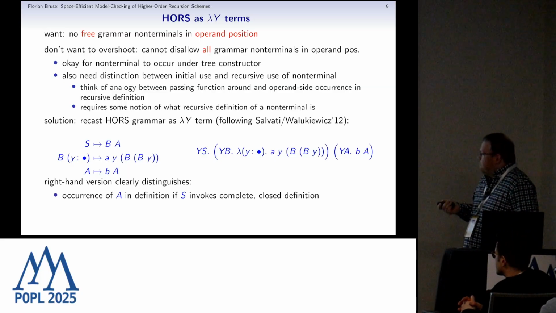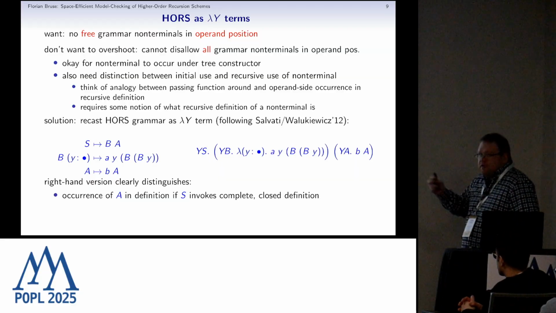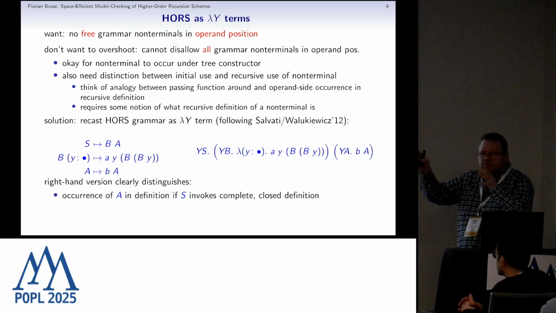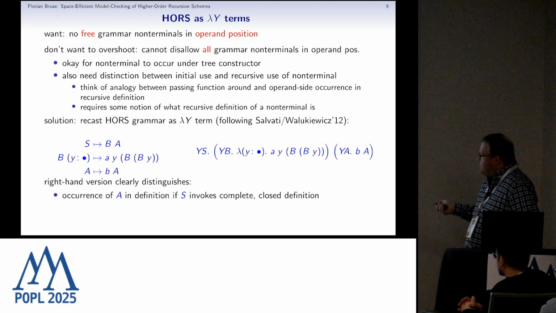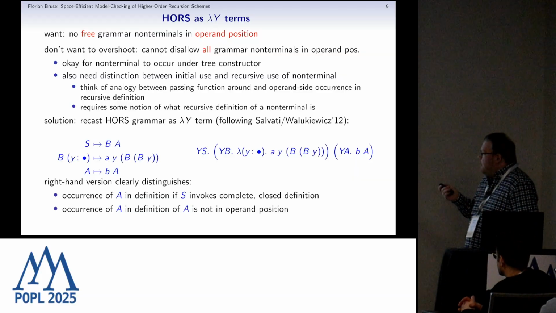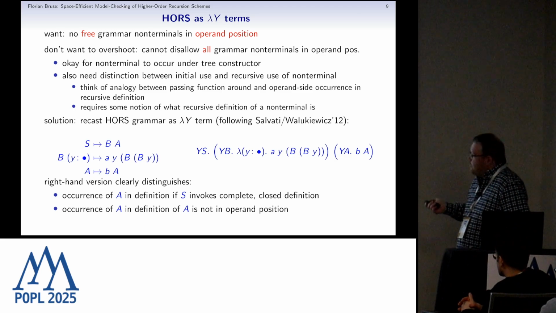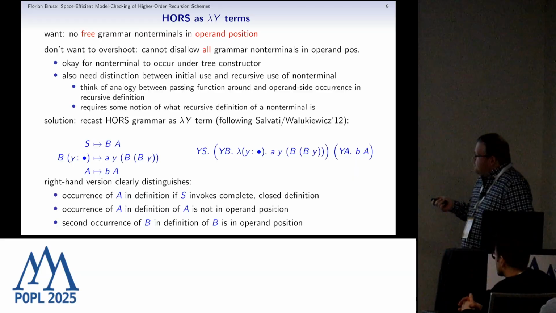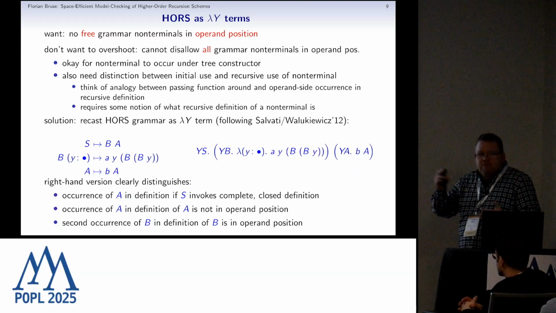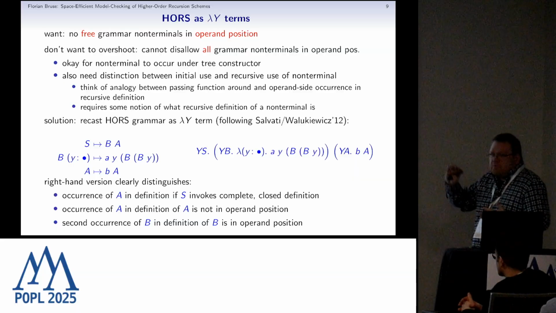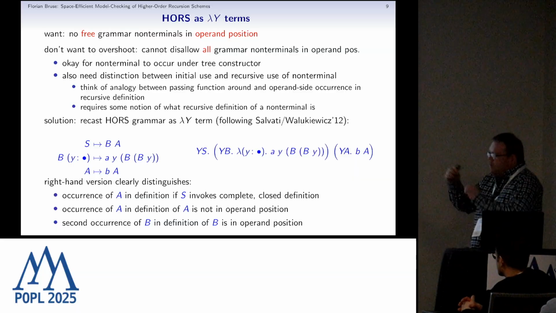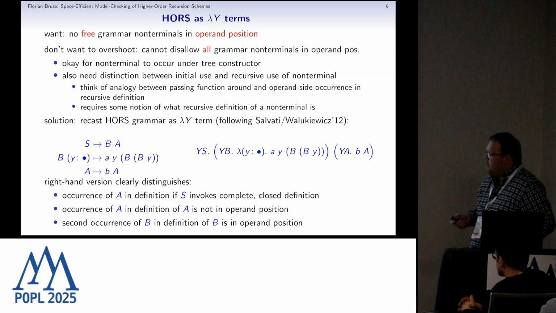So, for example, this A here, which would be this A here in the recursion scheme side, is simply the whole term. It simply passes around the function. That's fine. This is completely closed, passing around this function. And this, of course, is also not in an operand position. It is just under the tree constructor. But this occurrence of B is an argument to the other call of B. That's something you don't want to have. This would introduce a back edge in the verification game.